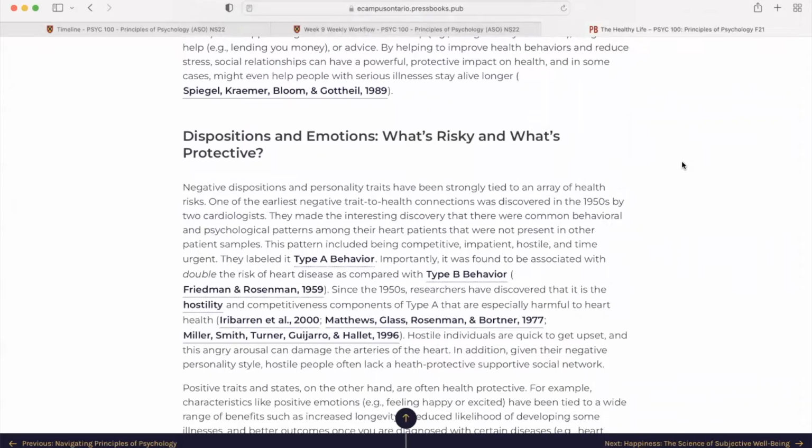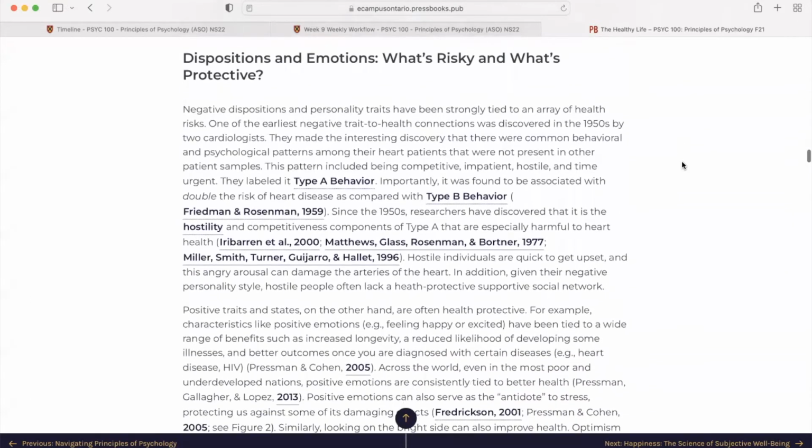Dispositions and emotions. What's risky and what's protective? Negative dispositions and personality traits have been strongly tied to an array of health risks. One of the earliest negative trait to health connections was discovered in the 1950s by two cardiologists. They made the interesting discovery that there were common behavioral and psychological patterns among their heart patients that were not present in other patient samples.